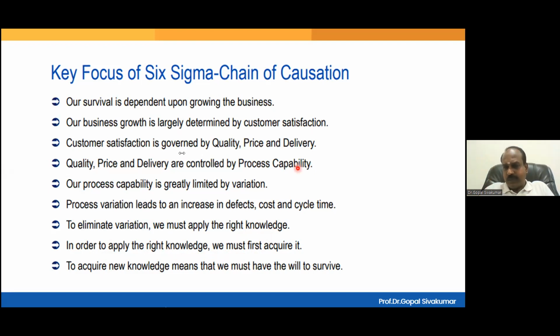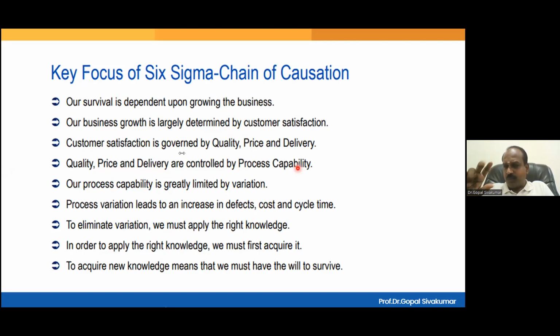Because when I reduce variation, my quality will go up. My cost will come down. I will be able to deliver on time. So the scientific reason behind failure in terms of quality, delivery, and cost is variation. Is that clear to all of you?